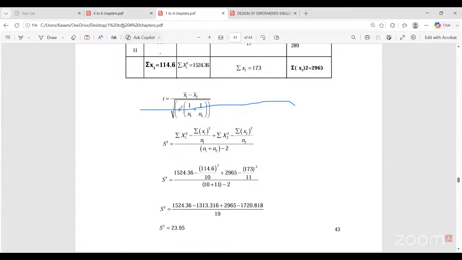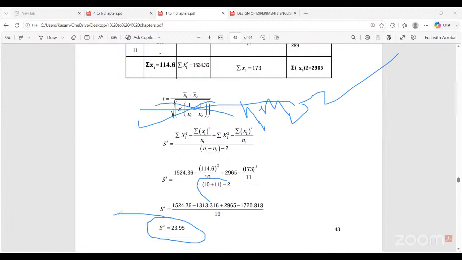You go here, see here, n1 plus n2, s square. So 10 plus 11, 10 plus 11 minus 2. This is the wrong formula. This is n1 plus n2 minus 2. Here, n1 plus n2 minus 2, 10 plus 11 minus 2. Calculate and then tell me the answer, whether this is correct or not.